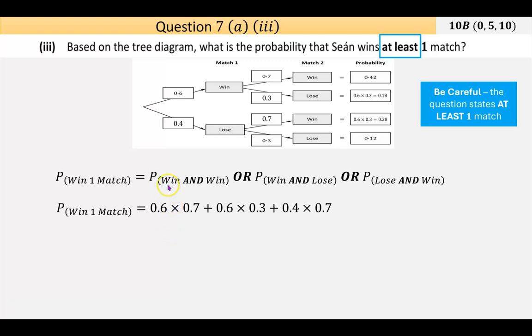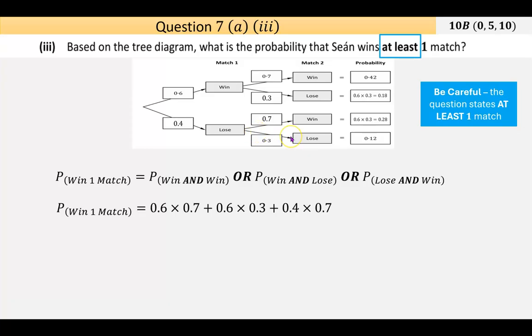But if we put the numbers in, if he wins, and we said "and" means multiply, so it's 0.6 in the first match times 0.7 in the second match. That's that. Or he could, "or" means add, so that's why we're adding them. Win and lose, okay, so 0.6 by 0.3, okay.